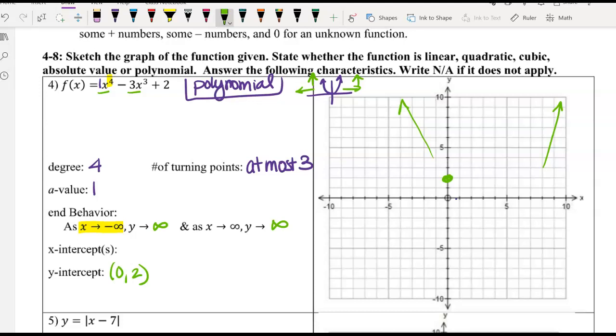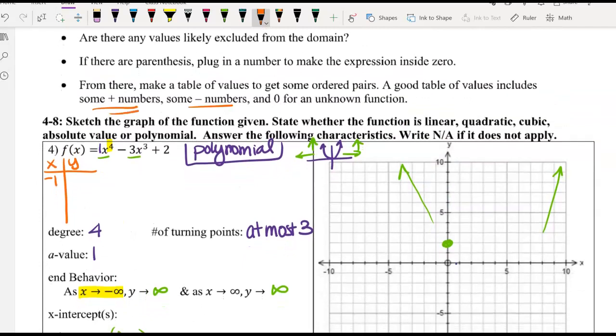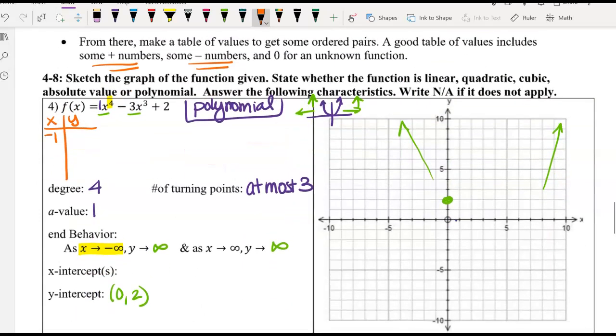Now x-intercepts when y goes to 0. Let's see if we can work this out. Actually, let's make a table and graph it out first. Is that okay? All right, let's make a table. Sometimes that will help us out. X and y. When x is, let's pick -1. We want to pick some positive values and some negative numbers, okay?